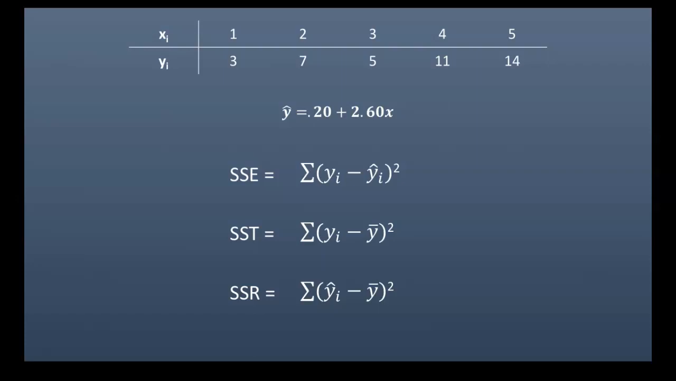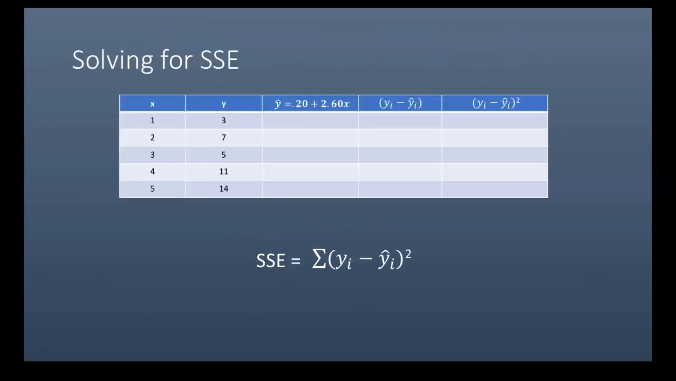So on the screen now are all of our formulas for SSE, SST, and SSR. We're going to solve for SSE first. So we need to figure out the sum of y minus y hat squared. Well, we need to work our way to that point. So we first need to figure out y hat. So our y hat formula was 0.20 plus 2.60x. So if we plug in our x values into our y hat, we will find these values.